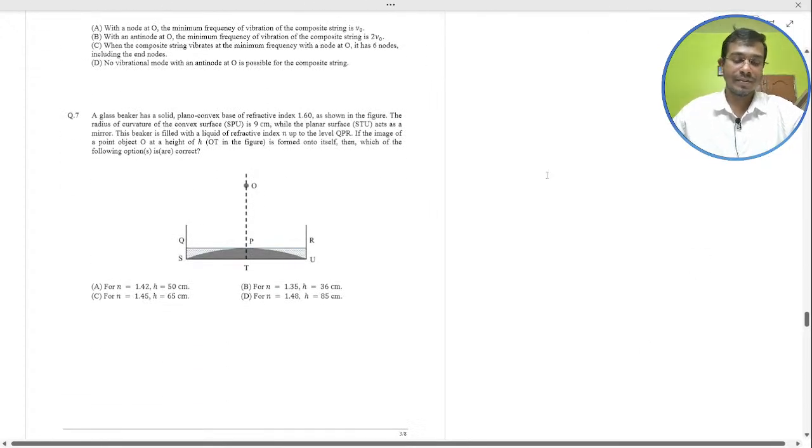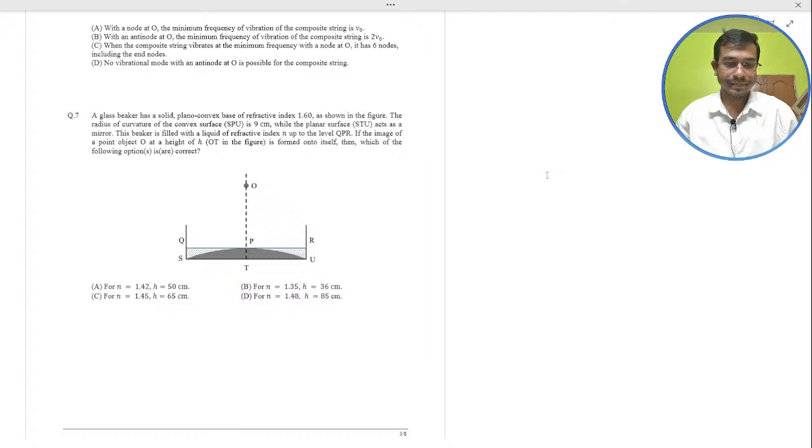Question number 6 is for your homework, home tasks. Question number 7, JEE Advanced 2024.